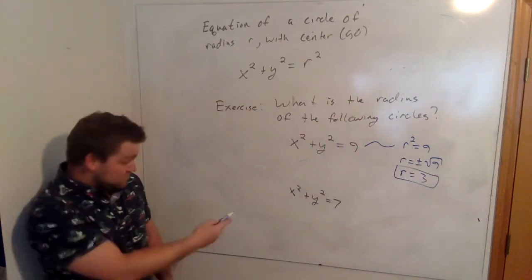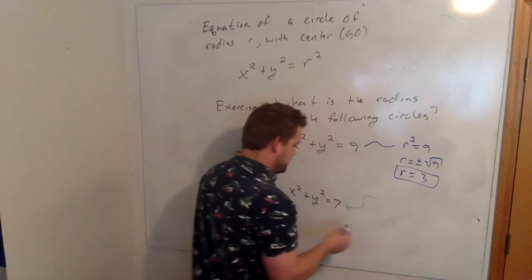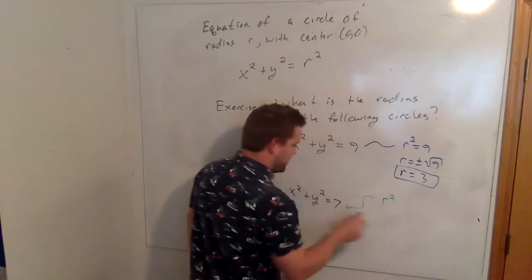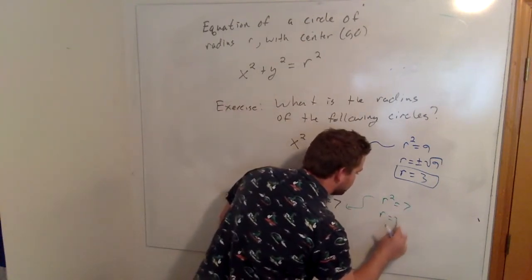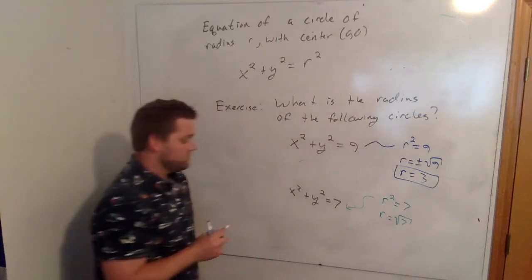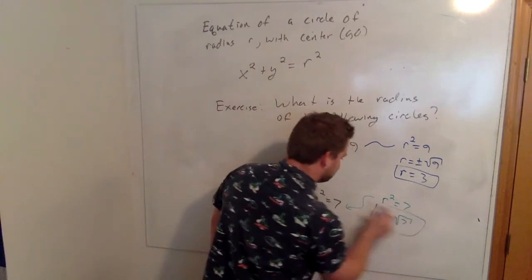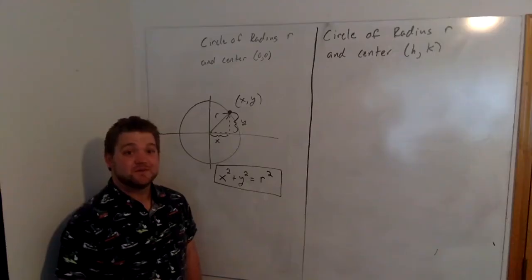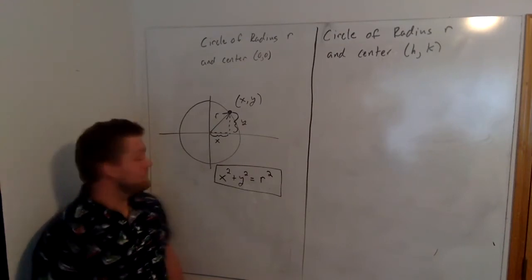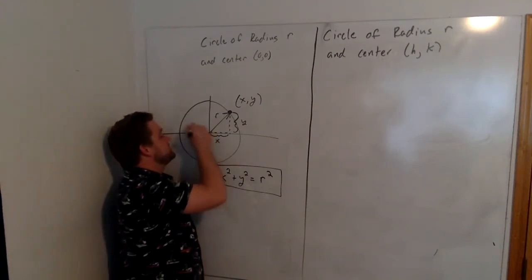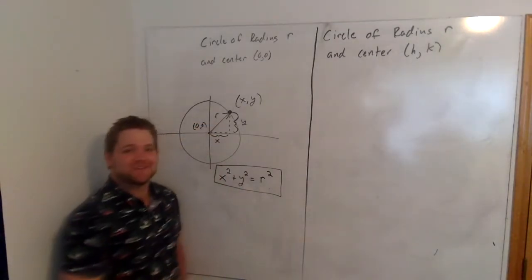Okay. Similarly, for this one here, this is saying that the radius squared is equal to 7. And again, we could square root both sides. So this would be a circle of radius root 7. Beautiful. So we just derived the equation of a circle of radius r if its center is at the origin. And really, it was just an application of the Pythagorean theorem.